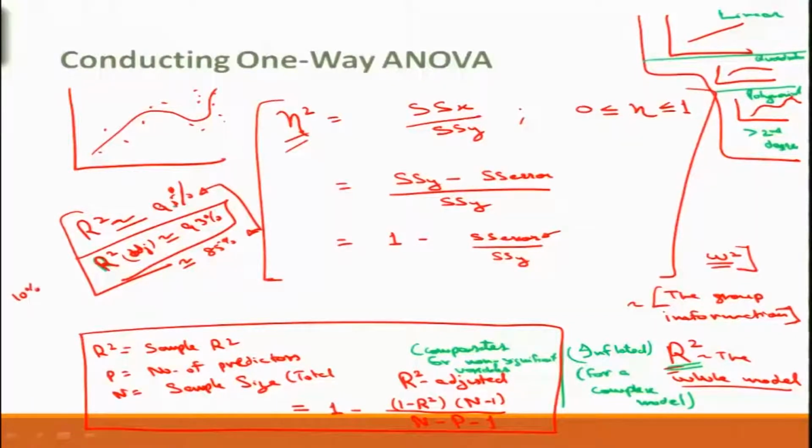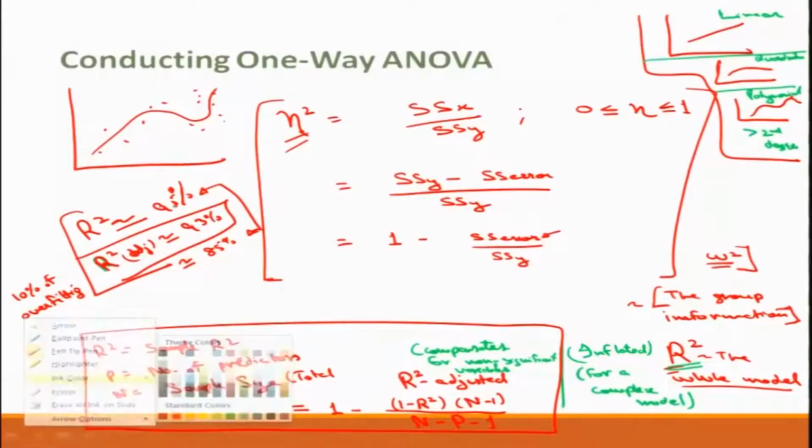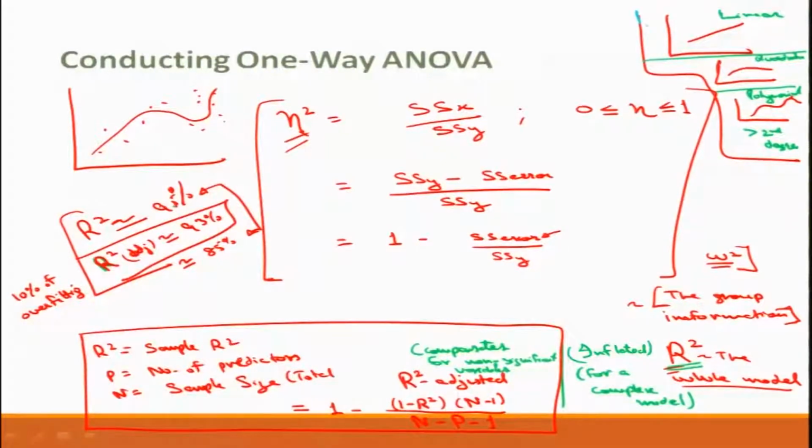That means 10% of overfitting. So, this R square is used for the linear model. For the quadratic and polynomial model, we use R square adjusted. Okay, this is for the linear model and this is for quadratic or polynomial.